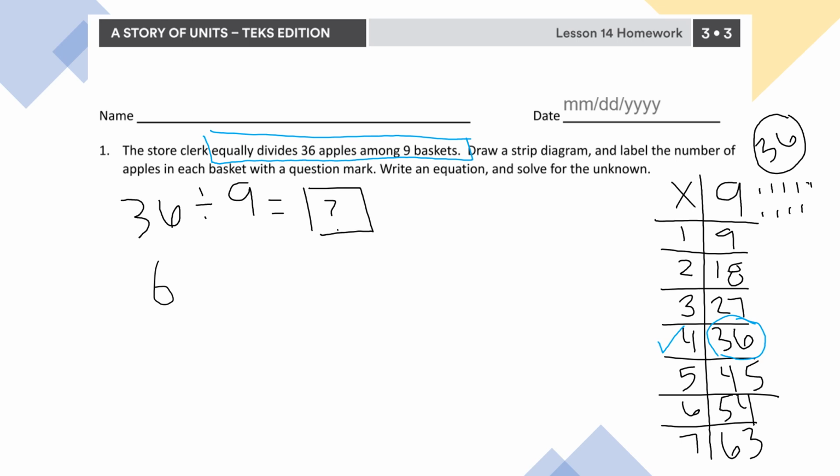Okay, so I have my answer. 36 divided by 9 equals 4. So my unknown was 4.